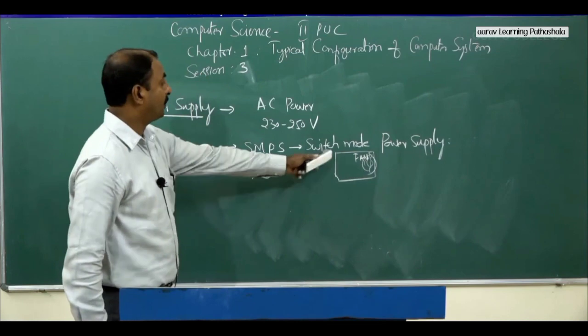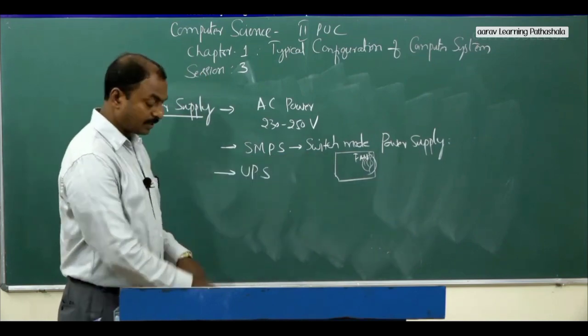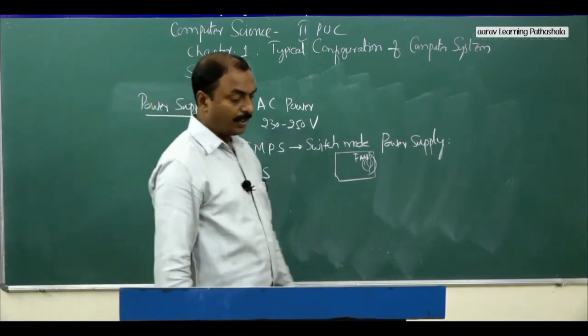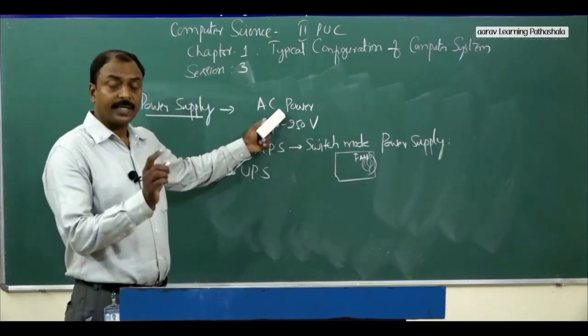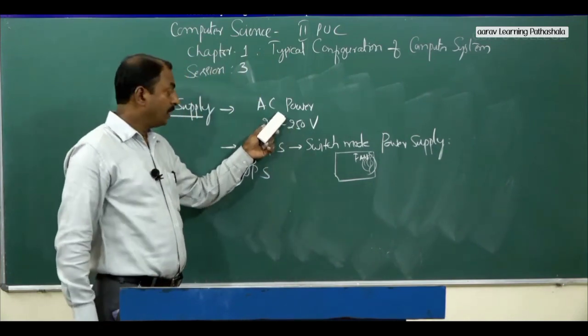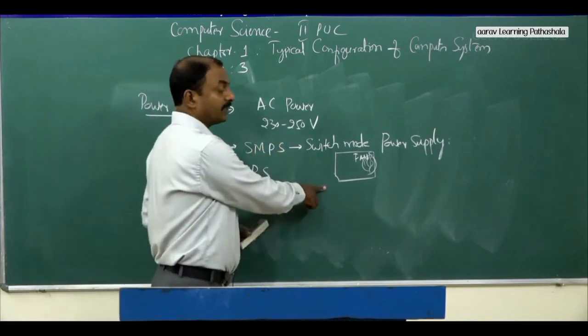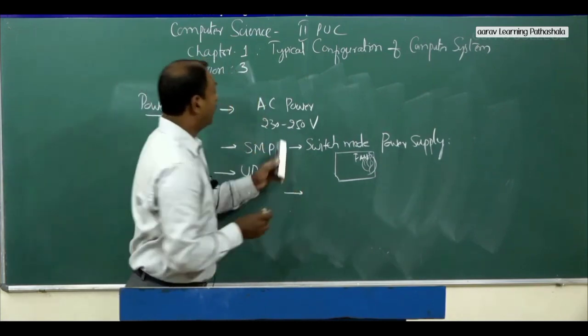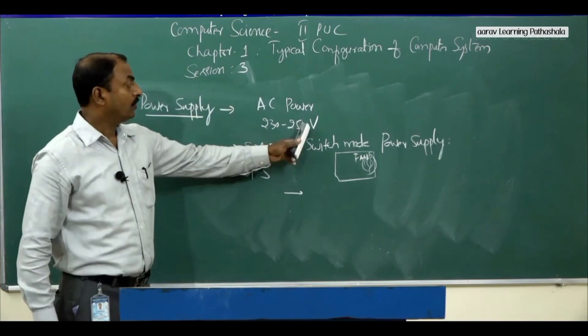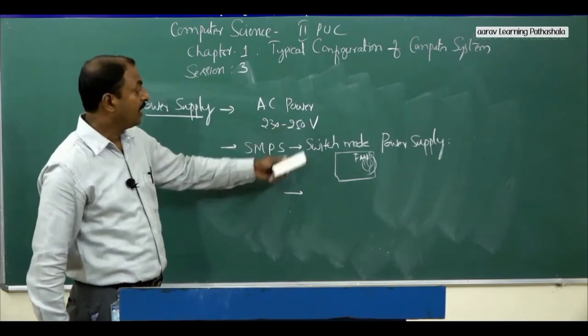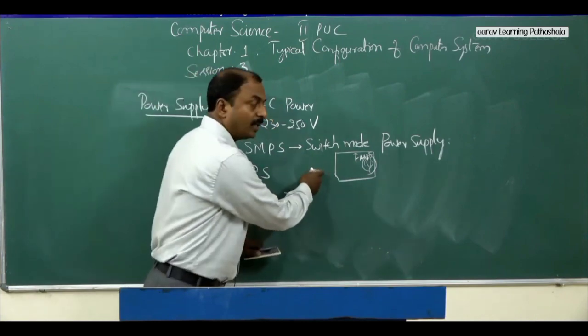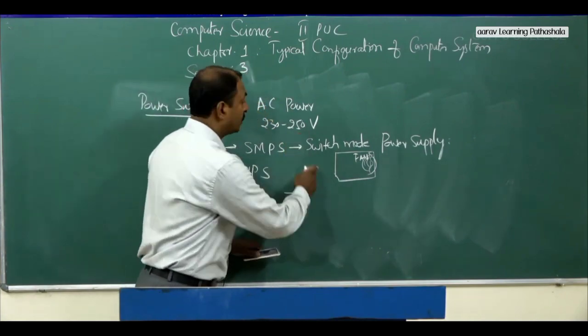So this is one other type of power supply, and SMPS provides power supply to the system continuously as long as the electricity is available. So what is the function of SMPS? As we are directly getting 230 to 250 volts from the AC power, from the power plug or electricity, it has to be converted or regulated through SMPS.